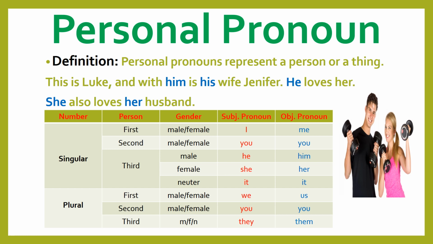The third person pronoun is they. This is the plural form of he, she and it, and this can be used for more than two males, more than two females, and more than two neuter gender if you are not sure whether they are male or female or they are objects. So you can use they for the subject pronoun of the third person plural and them for the object pronoun of the third person plural.